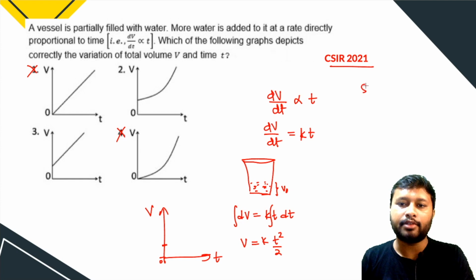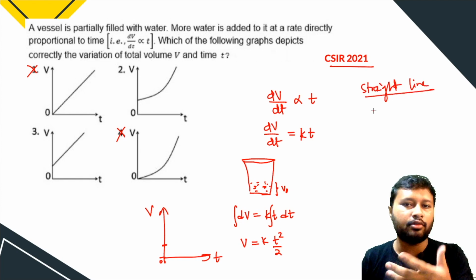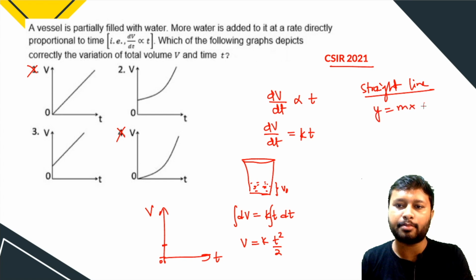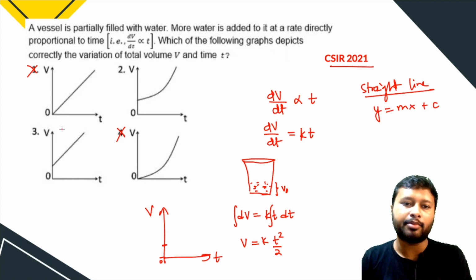because you know a straight line graph, you all should know this, that y is equals to mx plus c. That means here everything has power 1. That's why it is called a linear equation. Y is also having power 1, x is also having power 1. Then only it will become a straight line. So among option 2 and 3, option 3 is a straight line.